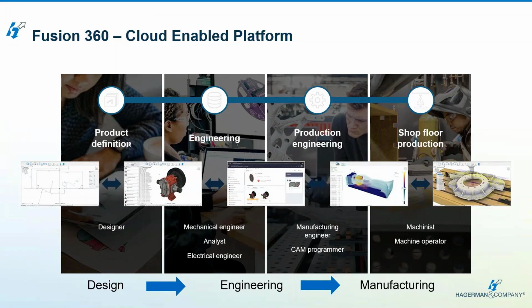So we can do our simulations. We can do our manufacturing, our tool sets we can add in there. We can add the manufacturing, the CAD CAM, directly into the product as well, and then send that down to the shop floor for our production for the machinists or the machine operator. So all the way from design to the manufacturing, Fusion will cover.